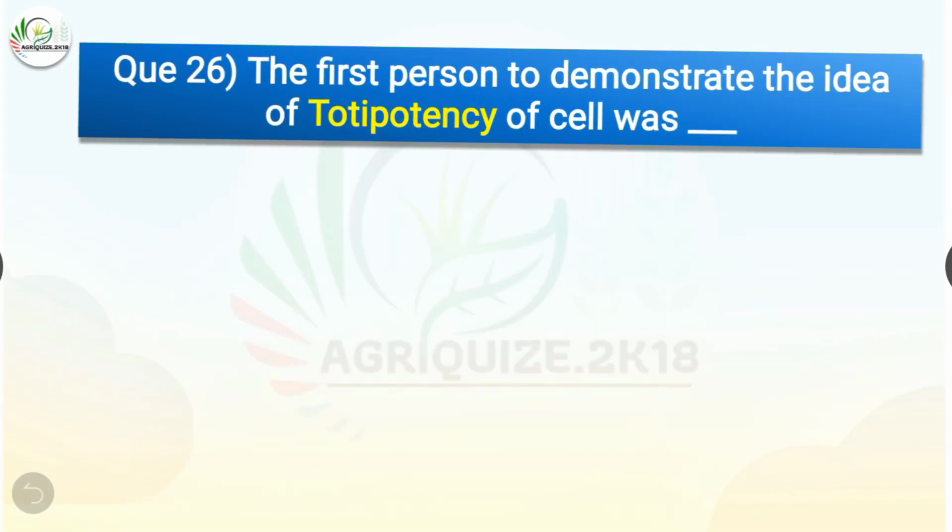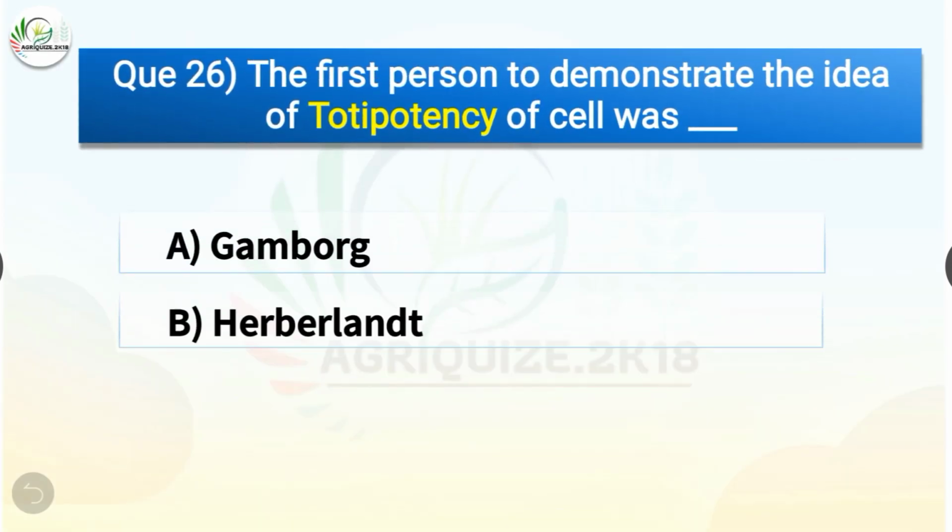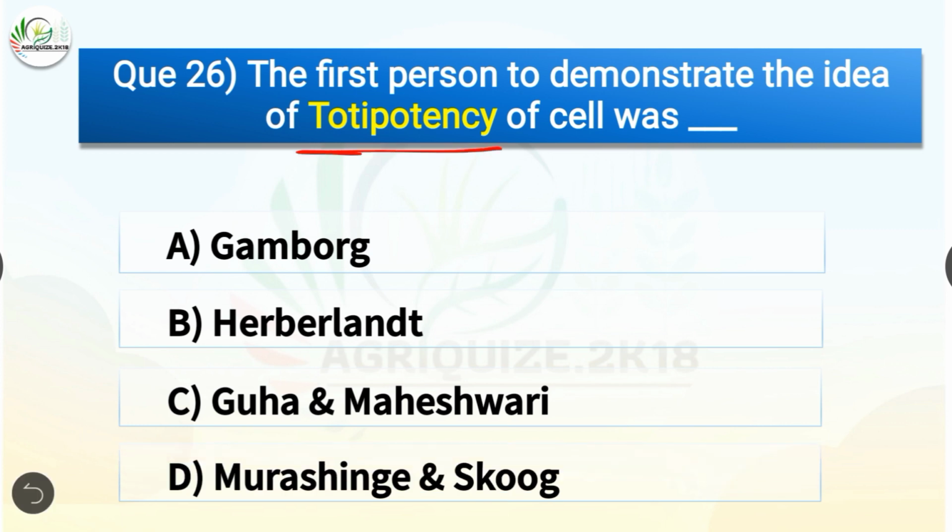Question number 26. The first person to demonstrate the idea of totipotency of cell was dash. The options are Gamborg, Herbertland, Guha and Maheshwari, or Murashige and Skoog. The correct answer is option B, Herbertland. So the first person to demonstrate the idea of totipotency of cell was Herbertland.